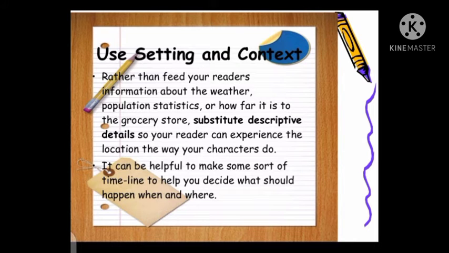To make the settings or the places of your story more lively for your reader, don't feed your readers information about the weather, population statistics, or how far it is to the grocery store. Substitute the descriptive details so your reader can experience the location the way your characters do. It can be helpful to make some sort of timeline to help you decide what should happen, when, and where.